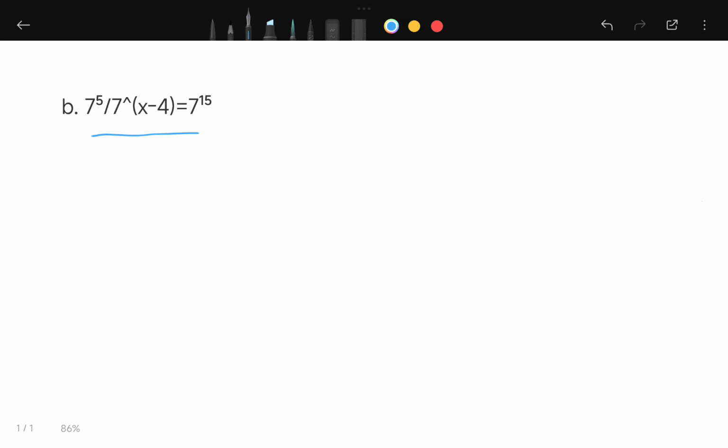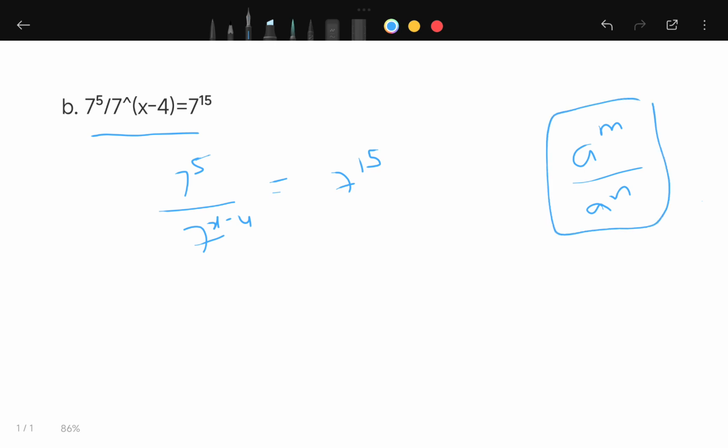7 power 5 by 7 power x minus 4 equals 7 power 15. See, now let us discuss a new property. a power m by a power n. When an exponent is in this form, we can write it as a power m minus n.